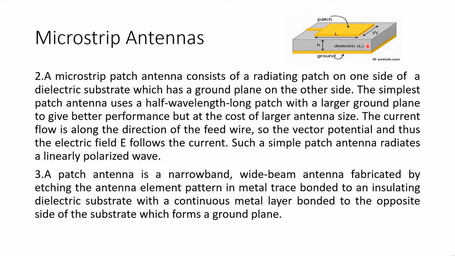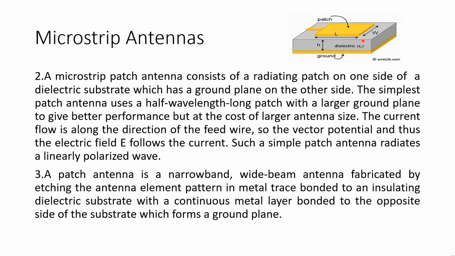From this you can make out this is the ground plane, on top of it you have the dielectric, and on top of it you have the patch. A microstrip patch antenna consists of a radiating patch on one side of a dielectric substrate with a ground plane on the other side. The simplest patch antenna uses a half wavelength long patch with a larger ground plane to give better performance, but at the cost of larger antenna size. Here the vector potential, and thus the electric field, will follow the current. Usually this kind of antenna provides a linearly polarized wave.